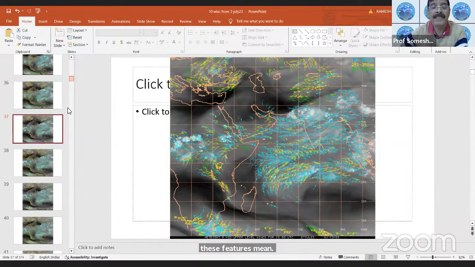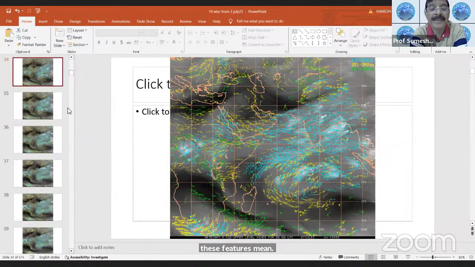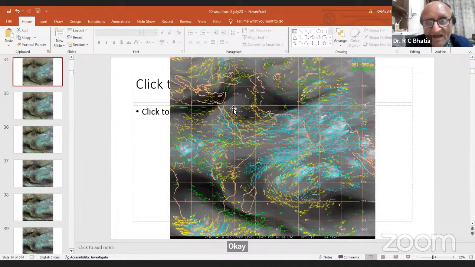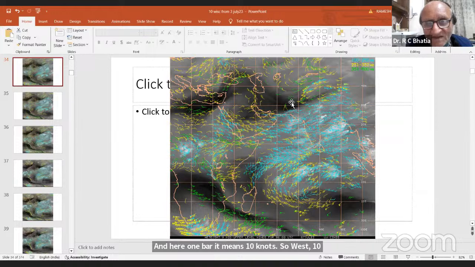But yes, sir, many participants may not know what those wind barbs are. Okay, wind barbs. See, it is actually wind direction. It is showing it is coming from the west, and here one bar means 10 knots. So west, 10 knots. And if you see here, coming from the north, 15, 20 knots, whatever it is. If there are two barbs, 20 knots, and northwest, okay? And here, coming from the east.